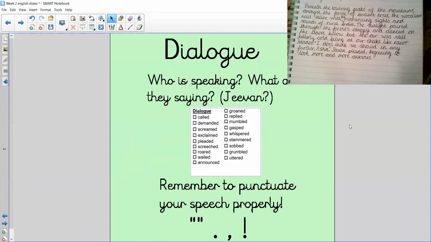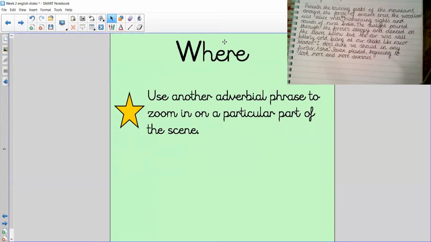Wonderful. Hopefully you've had a go at that. Now we're going to do our last one of the day. So we've done dad, now we're going to do where. And here we're going to use another fronted adverbial or adverbial phrase to describe where we are. But I'm going to zoom in a little bit now. So I've talked quite generally. I've said where we are. We're in the forest, the bottom of the mountains, the sights, and there's lots of sights and sounds.